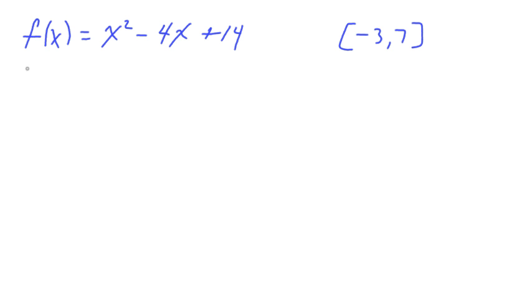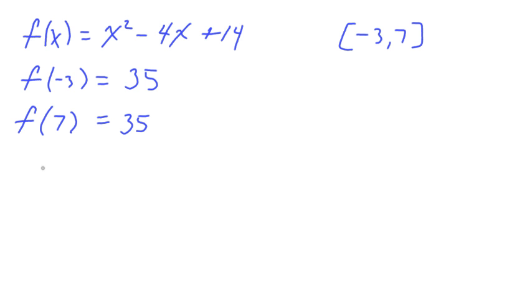So what we'll want to do is plug in our left endpoint. Plug that into the function, and I've already got that worked out, so I'm going to go ahead and put in 35. I'll let you plug in negative 3 in there. And then we're going to put in our right endpoint, and you're not going to believe this, but we also get 35 out.